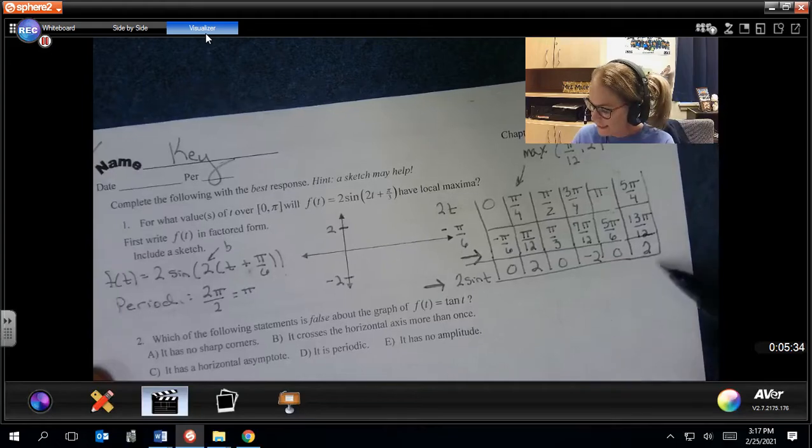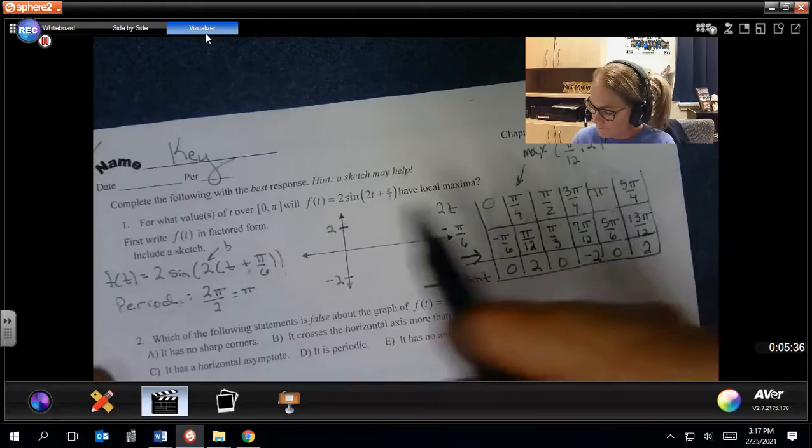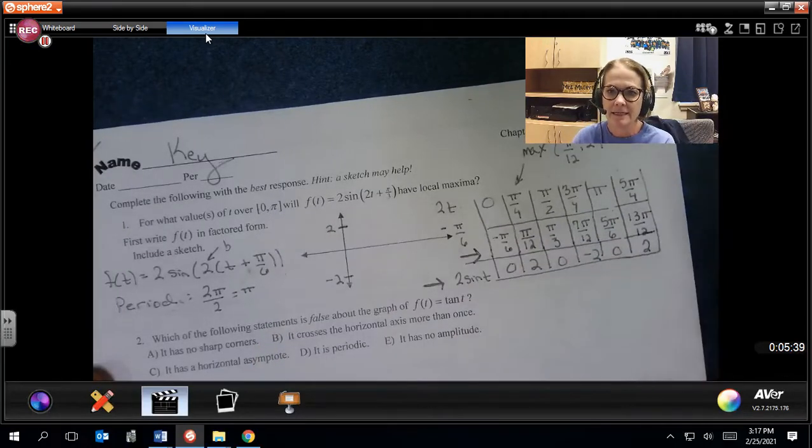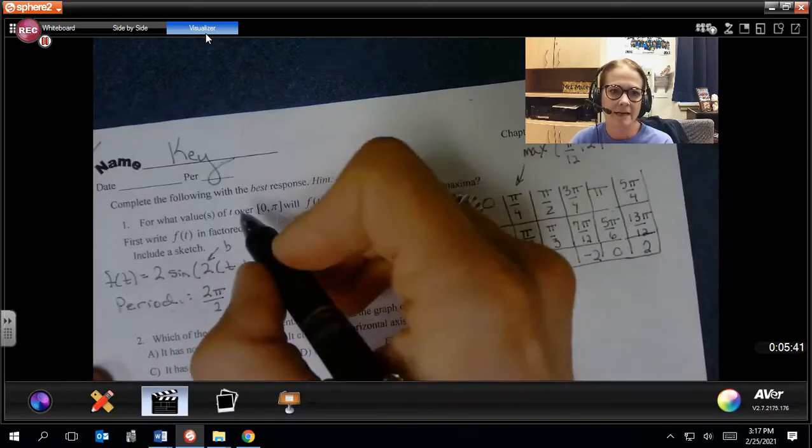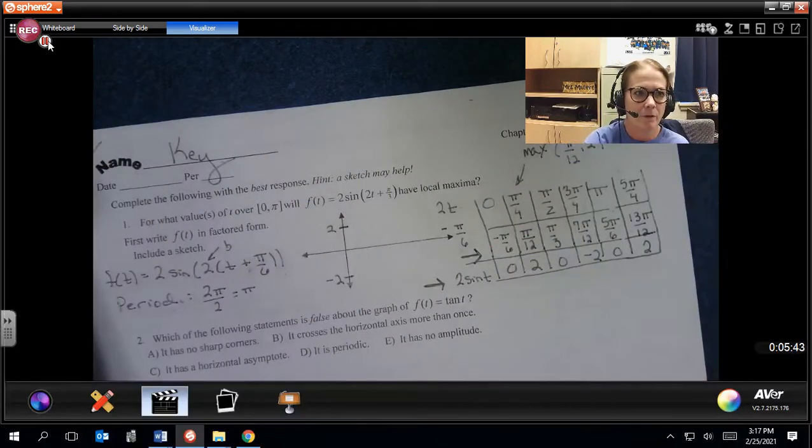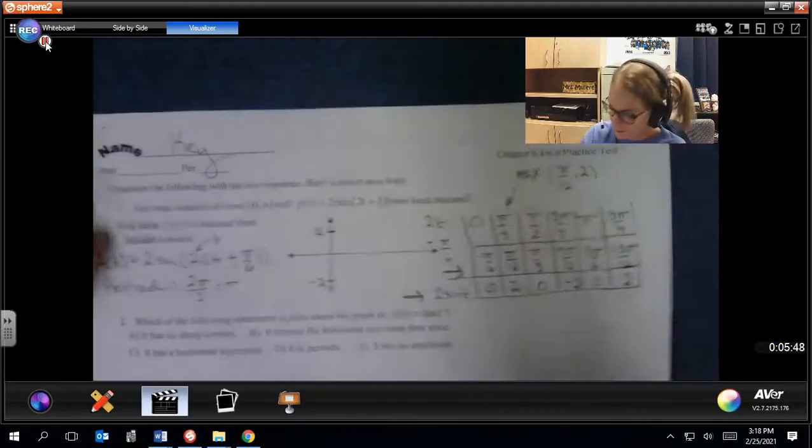Okay, so what this tells me is that 13 pi over 12 is bigger than pi, so this indeed is going to be another maximum, but it's not in the interval that the problem is having us look in. All right, so let's go ahead and finish the graph then.